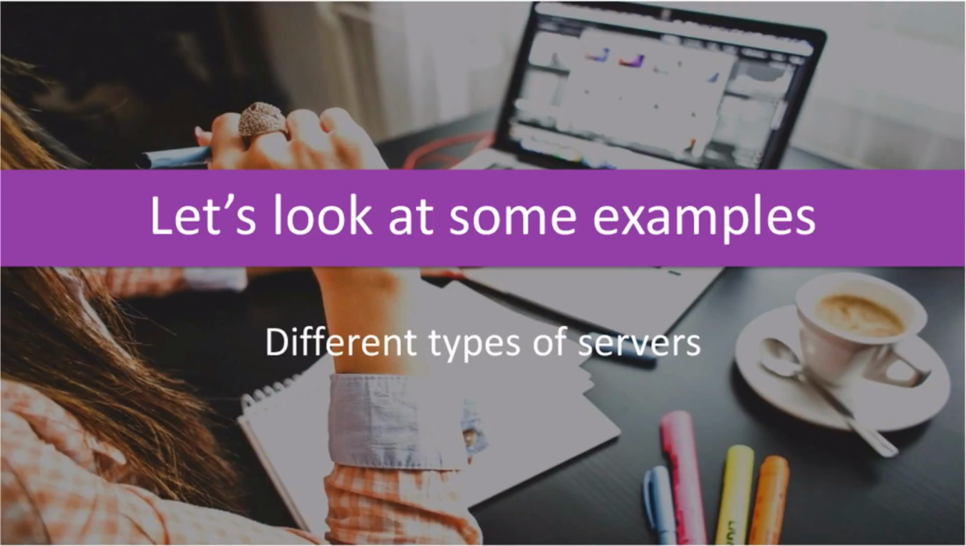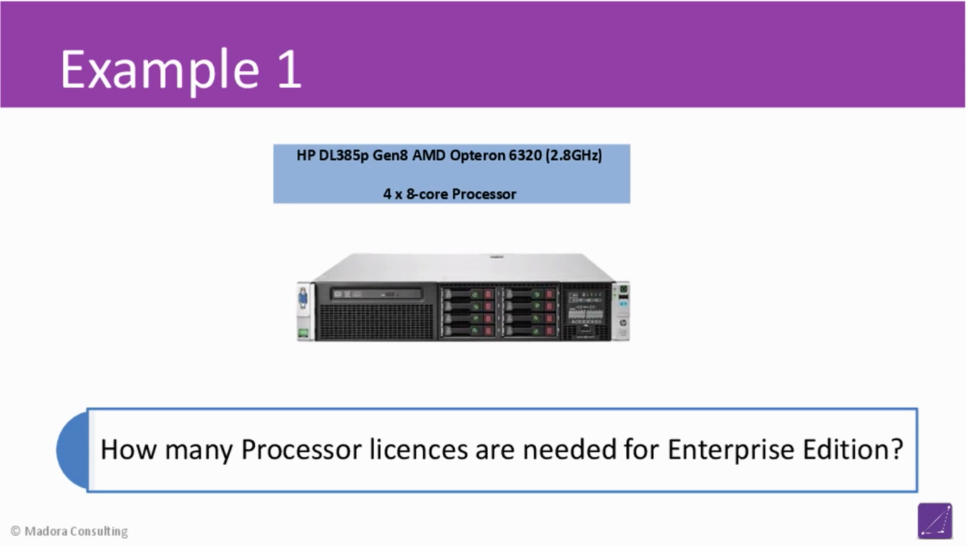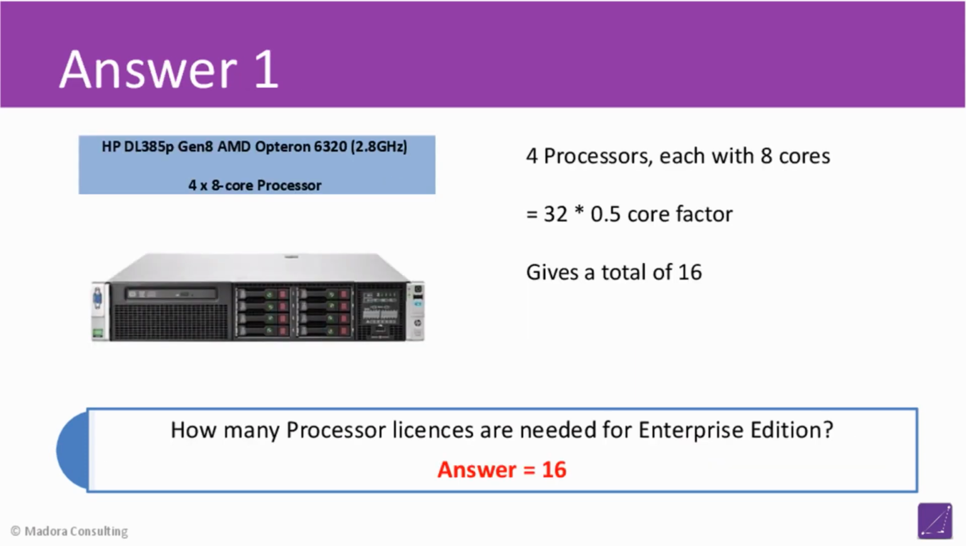Let's look at a few examples of servers. I've got some up on some slides here. So the first example has a server with 4 processors, and each of those processors has 8 cores. So this gives us a total of 32 cores in the server. So you multiply those 32 by the core factor of 0.5, giving a total of 16. So for Enterprise Edition, you would need to buy 16 processor licenses for this server.